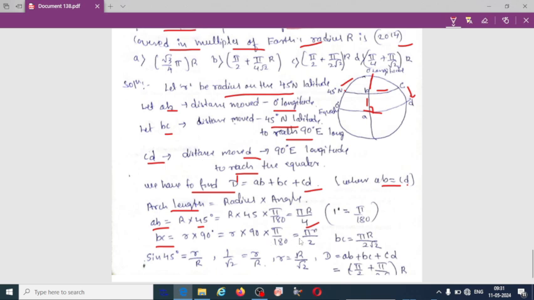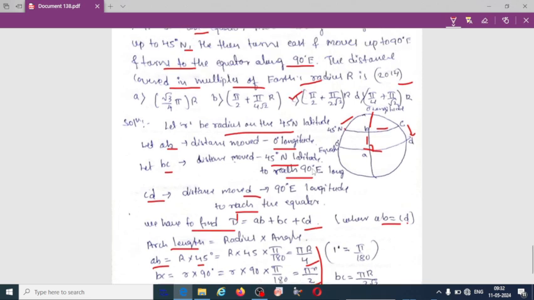So BC similarly you should calculate, you will get pi r by 2. Then sine 45 degree is how much? r by capital R. So 1 by root 2 equals r by capital R. So r is R by root 2. Then you should add AB, BC plus CD. These three values you should add. You will get pi by 2 plus pi by 2 root 2 into R. So option C is correct here.